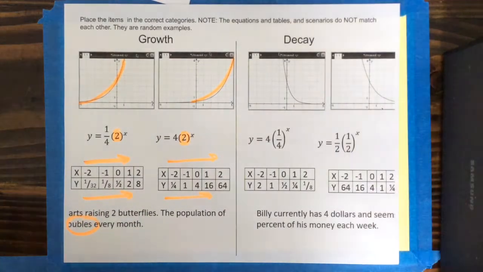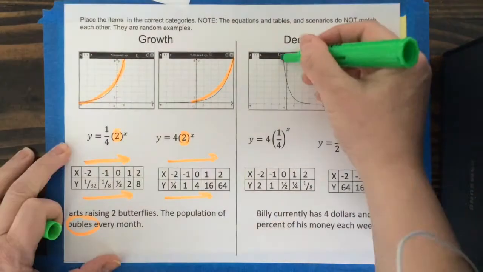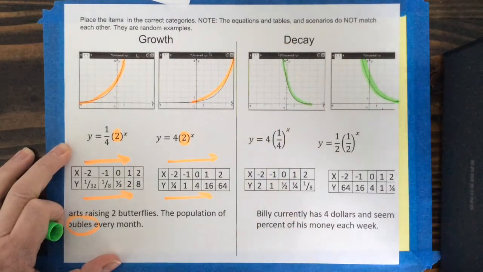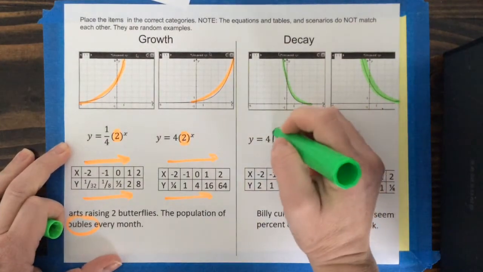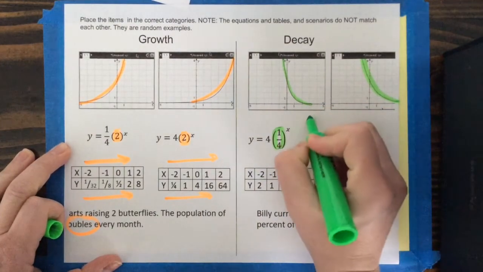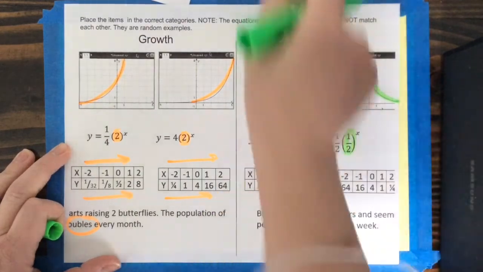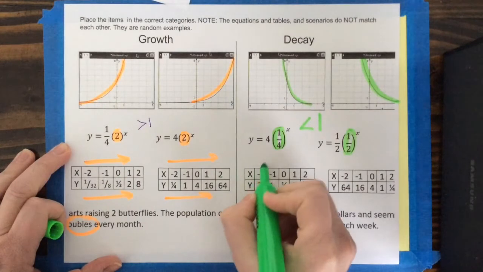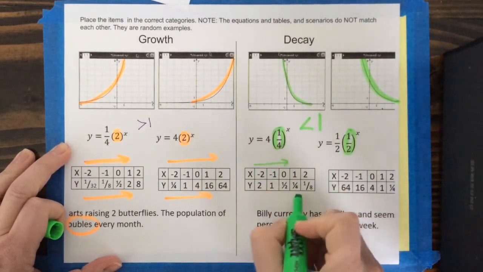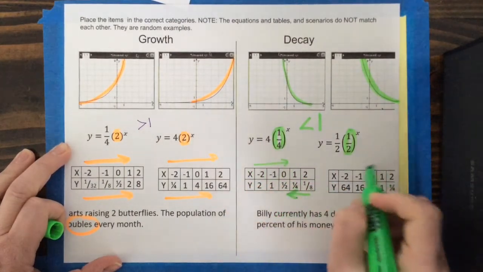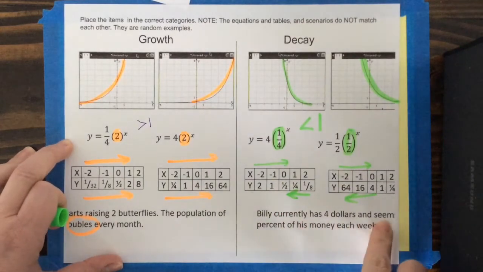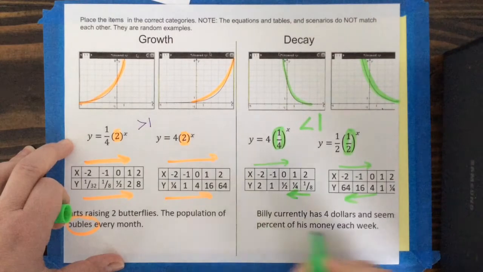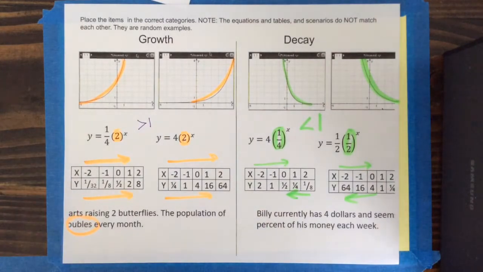Okay, so now let's look at the decay side, decrease, and our graphs are going down. Our multipliers here are less than 1, whereas on our growth side they were greater than 1. As x is increasing, our y's are decreasing. Billy currently has $4 and I think he's losing a certain percent each month.